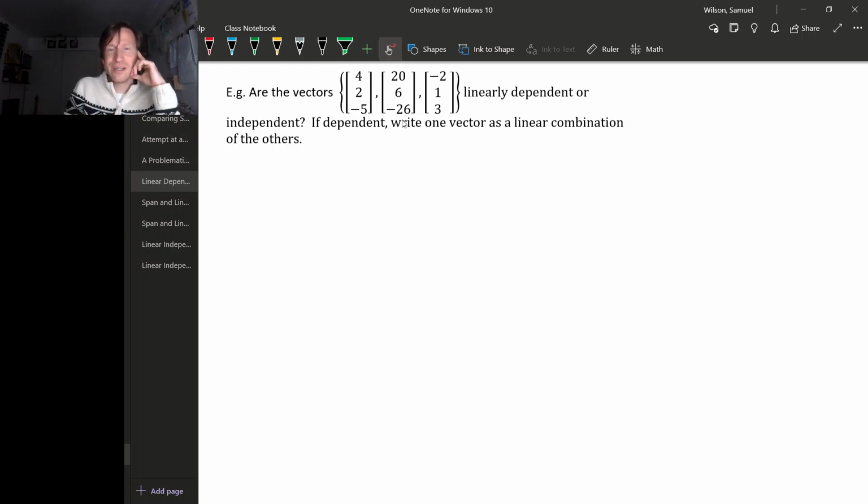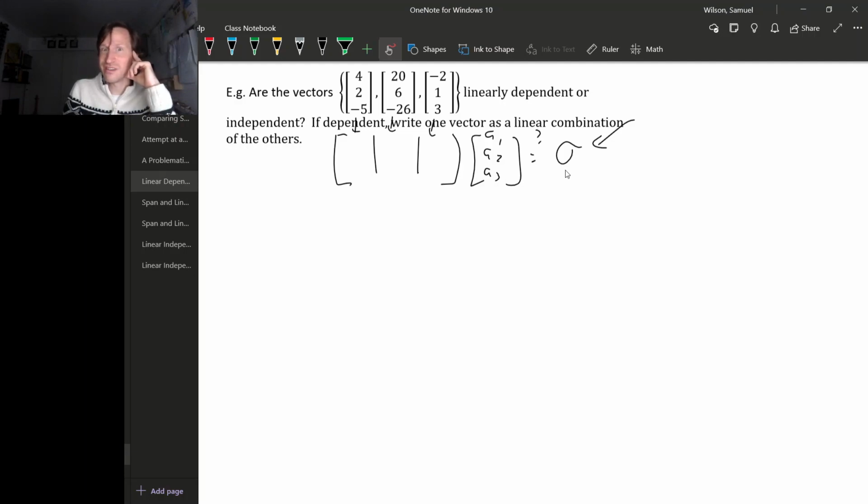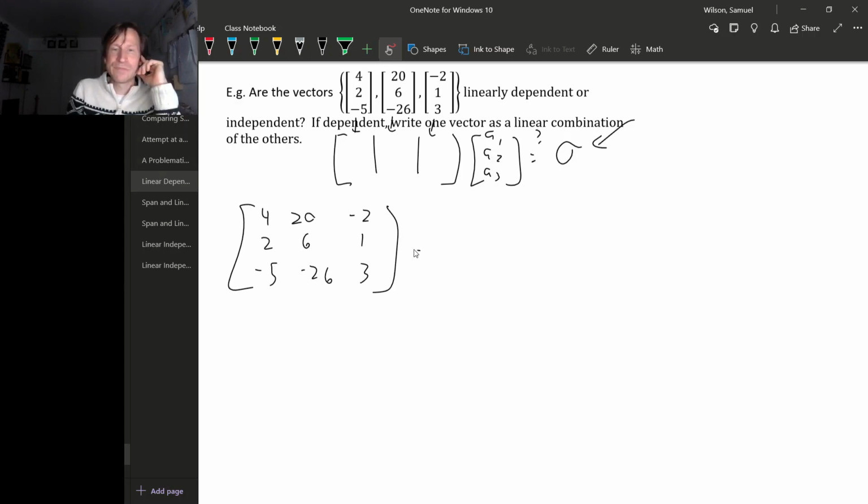So as usual, we need to just solve the system of equations where these three vectors are our columns times a vector of unknowns equal to 0, right? We need to check, does this have just the trivial solution or does it have other solutions? And to do that, we can row reduce the matrix 4, 20, minus 2, 2, 6, 1, minus 5, minus 26, 3. So row reduce this thing and just see if we get non-trivial solutions or not.